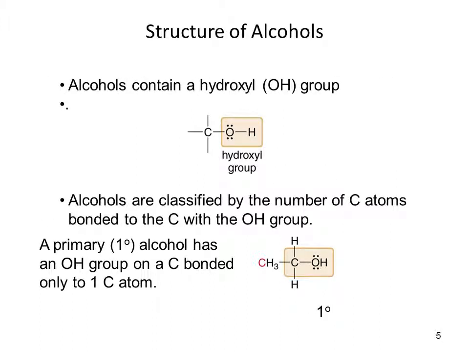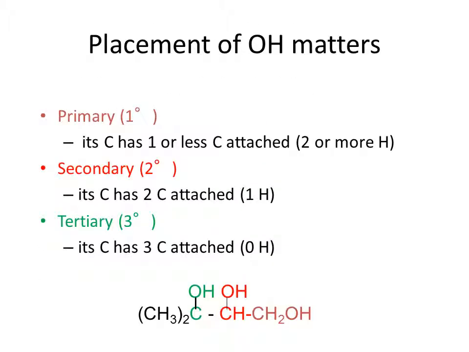Now, alcohols have this hydroxyl group, and that hydroxyl group can be on different types of carbons. Some carbons are at the end of a chain, and they only have one other carbon attached to them. When that happens, we call them a primary alcohol. So, a primary alcohol has one or less carbon attached. That hydroxyl group can be in the middle of a chain, and the carbon has 2 carbons attached. When that occurs, we call it a secondary alcohol.